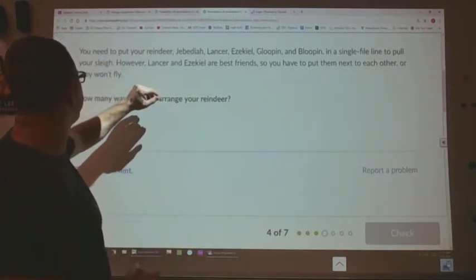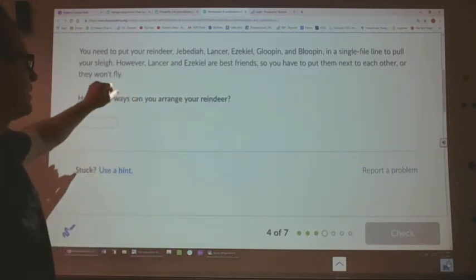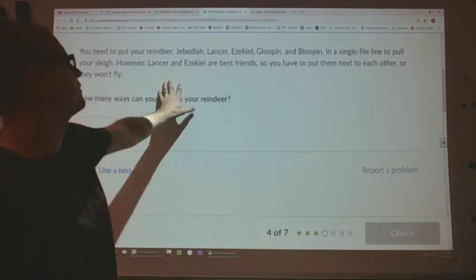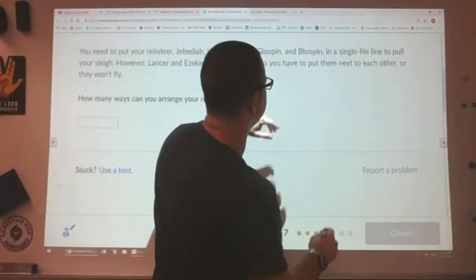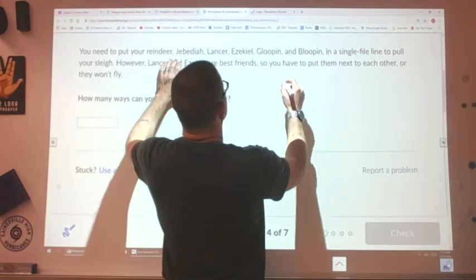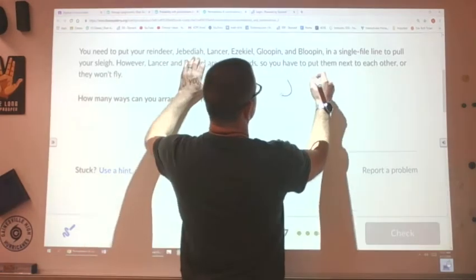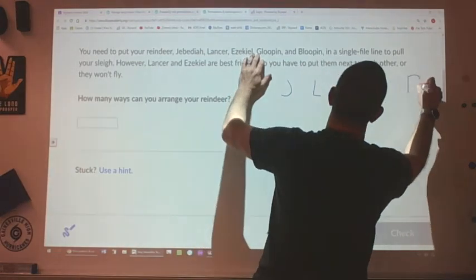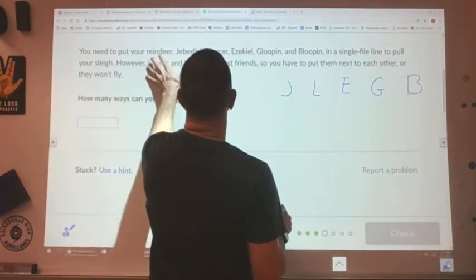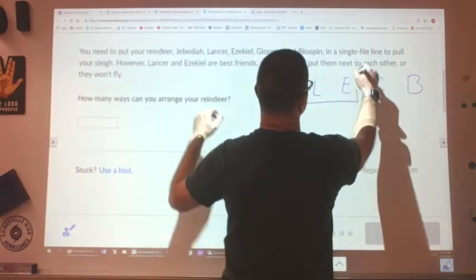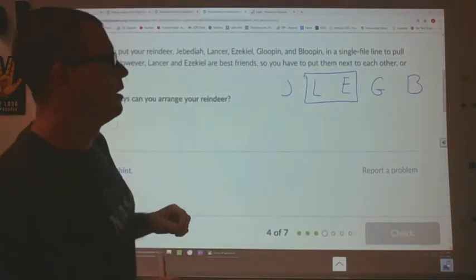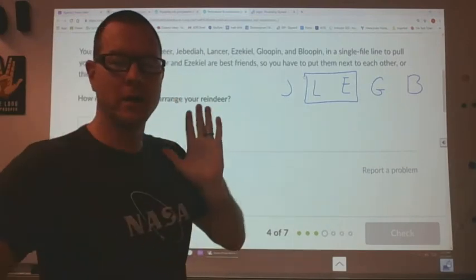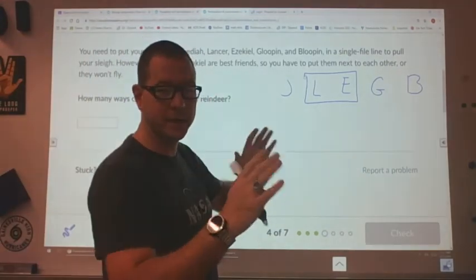This is the same thing as the last one. There's a lot of repetition in these. We want to put our reindeer in a single file line. However, Lancer and Ezekiel are best friends. Again, there's 1, 2, 3, 4, 5 now. So we have 5 reindeer. We have Jebediah, Lancer, Ezekiel, Gloopin, and Bloopin. And Lancer and Ezekiel are best friends. Now, I can treat them as one unit because they have to be next to each other. So we're not worrying about, oh, if one's over here and one's over here, and then they can switch around.